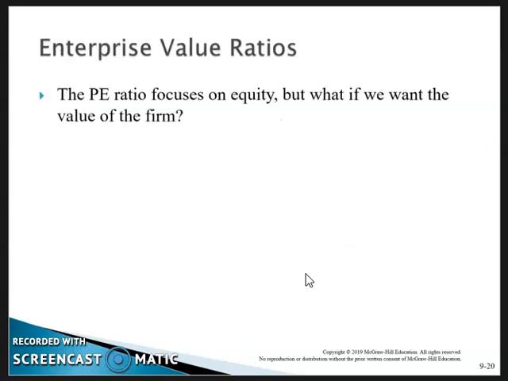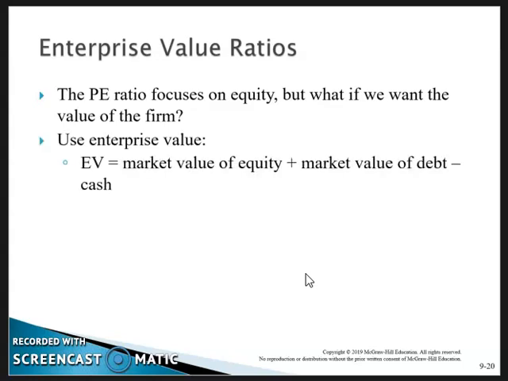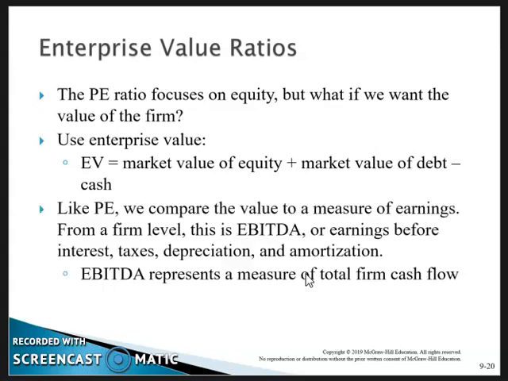Enterprise value ratio is a little different. PE ratio focuses on equity, but the enterprise value ratio allows us to value the firm using debt and equity. So we use the enterprise value, which is the market value of equity plus the market value of debt minus cash. Like PE, we compare the value to a measure of earnings from a firm level.